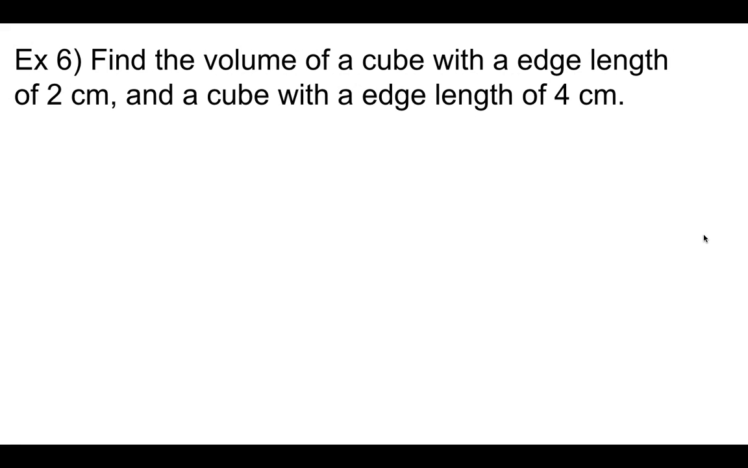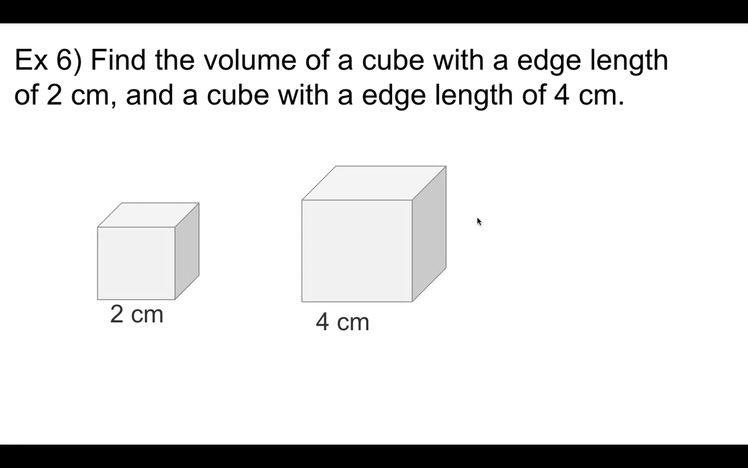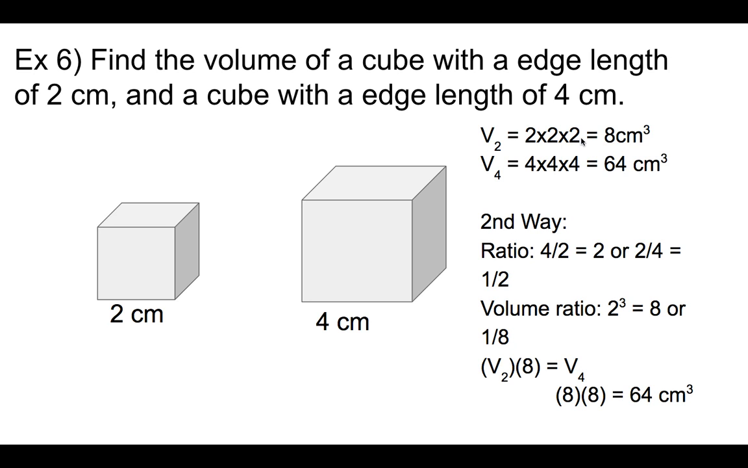So find the volume of a cube with an edge length of 2 centimeters and a cube with an edge length of 4 centimeters. Here's an image showing the 2 centimeter cube and the 4 centimeter cube. You could have just gone ahead and done 2 times 2 times 2 is 8, so 8 centimeters cubed, and then 4 times 4 times 4 is 64 centimeters cubed. That's one way, and of course you can completely do that because they're very easy numbers to work with.